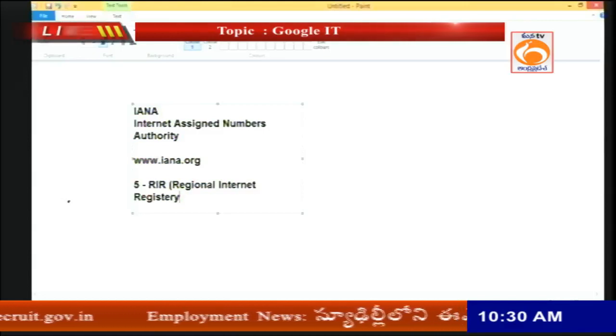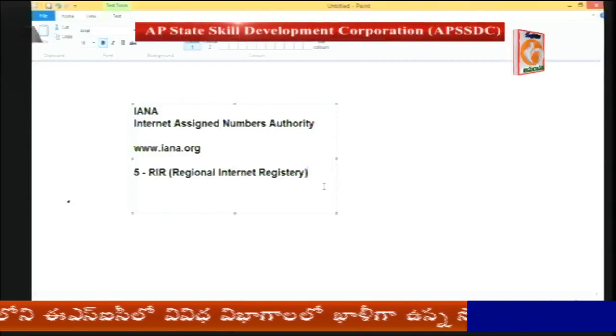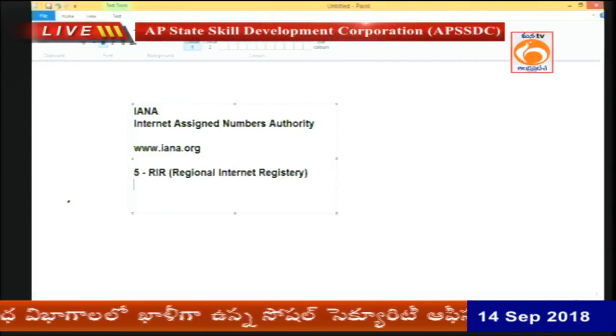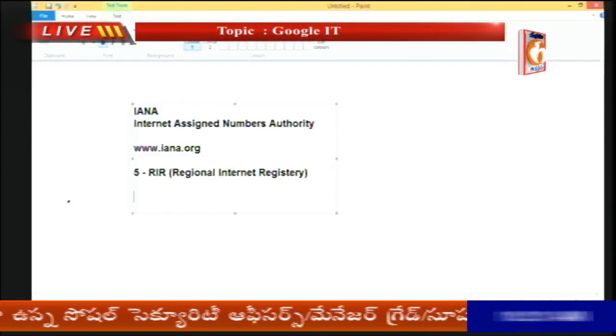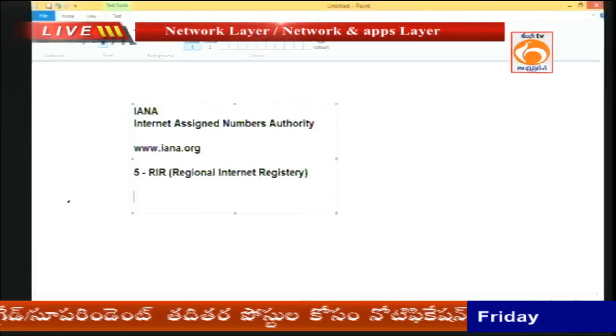This is the global body. There are 5 across the globe. According to the regions, they are divided. So, under the IANA, we have 5 regional internet registries, and then they are region based. For example, for Asia Pacific, we have an organization called APNIC. For North America, we have an organization called ARIN. For South America, we have LACNIC. For the total African continent, we have AFRINIC, and we have RIPE for Europe, Russia and Middle East.